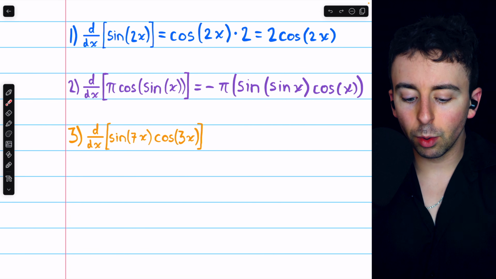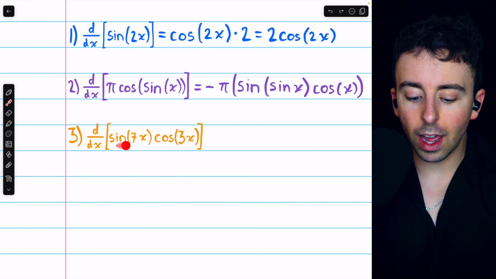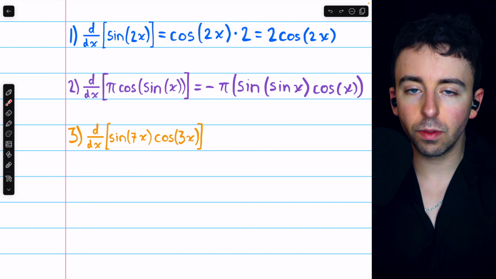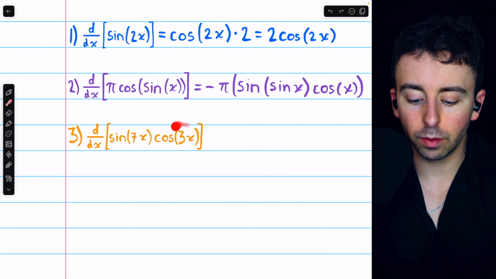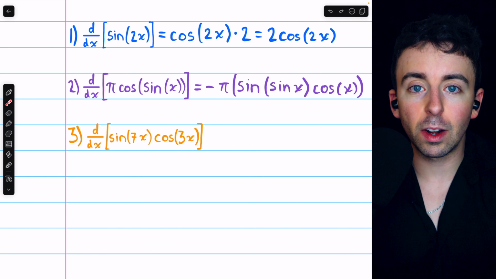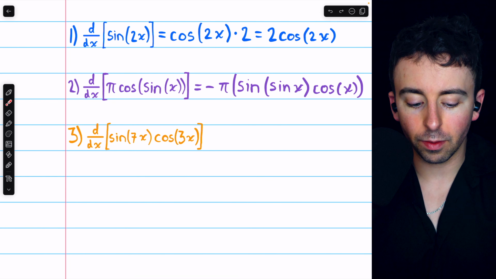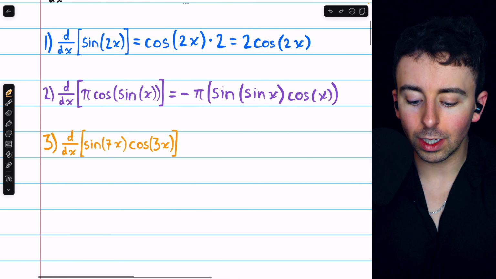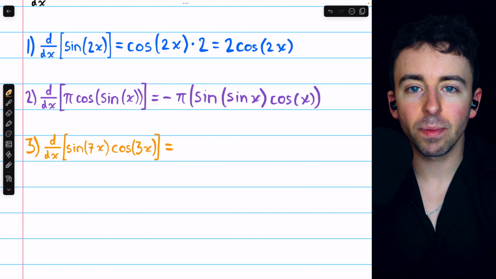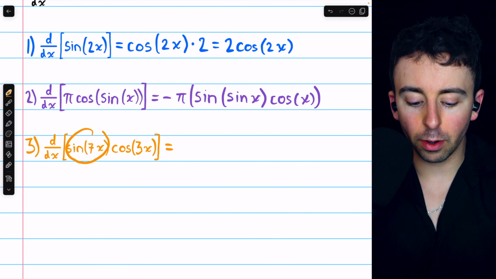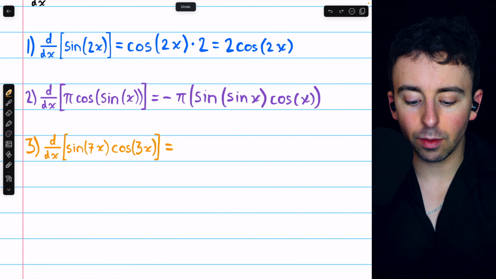Here in problem 3, we're taking the derivative of sine of 7x times cosine of 3x. So there's a little bit of product rule going on here. We have a product of two functions, and there's chain rule, because these are both composite functions. The product rule is f prime g plus g prime f. So let's do that. We need to take the derivative of the first function multiplied by the second function.